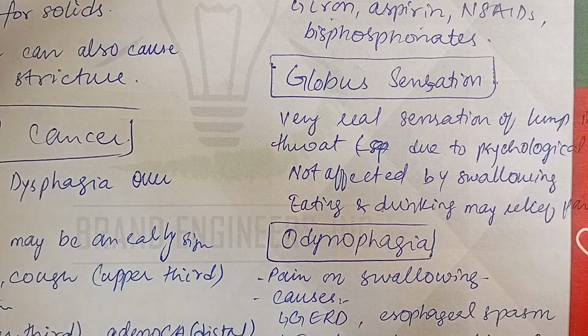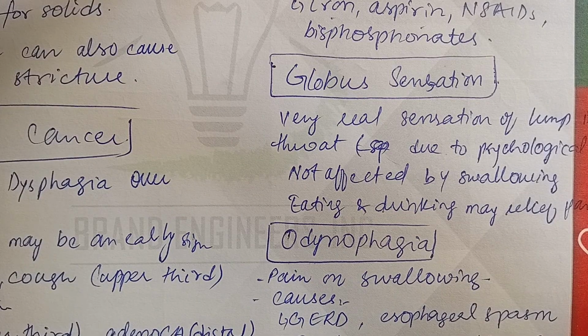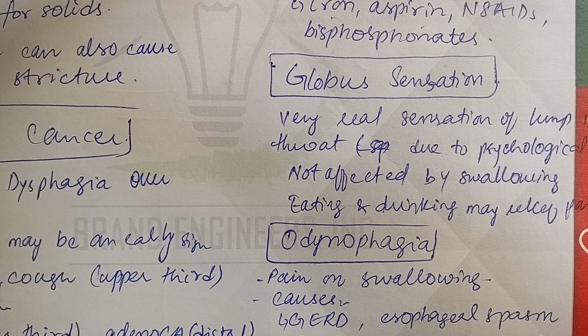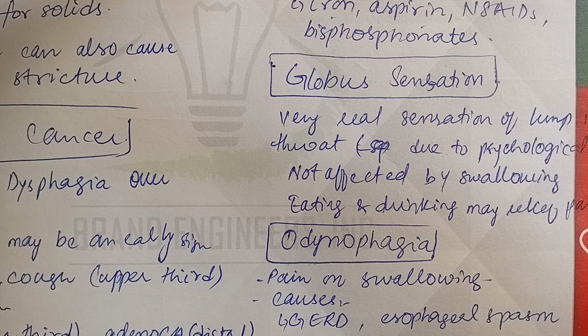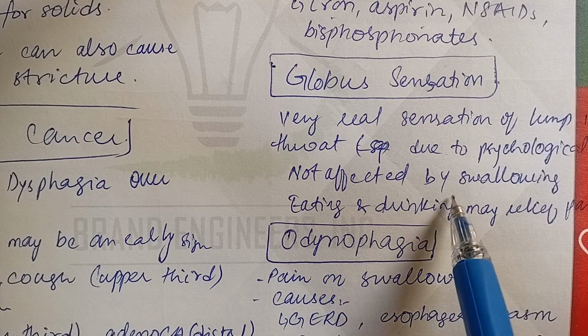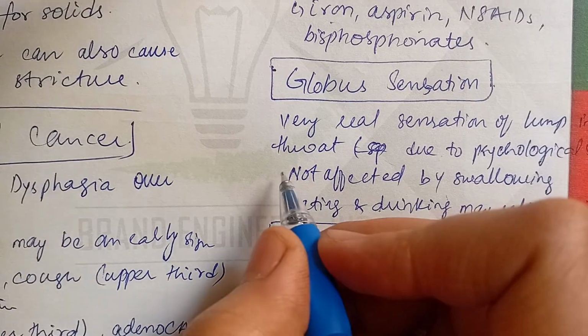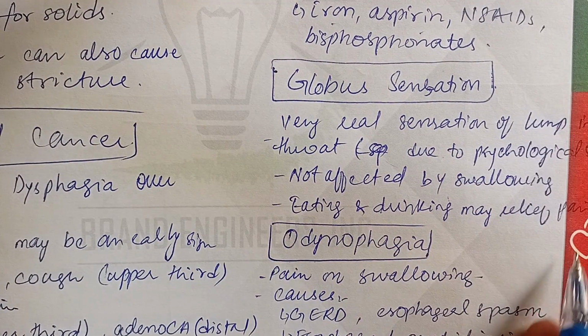Another diagnosis is globus sensation. Globus sensation is a very real sensation complained of by the patient, who complains of a lump in the throat. A globus kind of sensation is there, and it is usually psychological, and it is not affected by swallowing, and eating and drinking can relieve the pain.